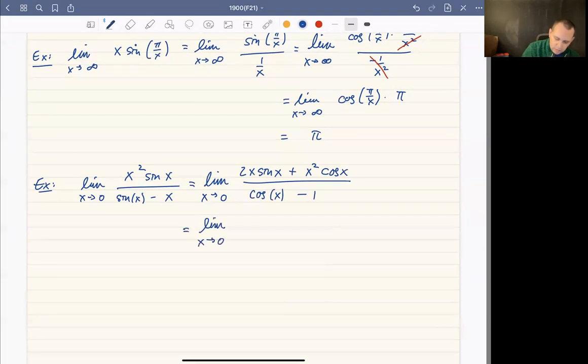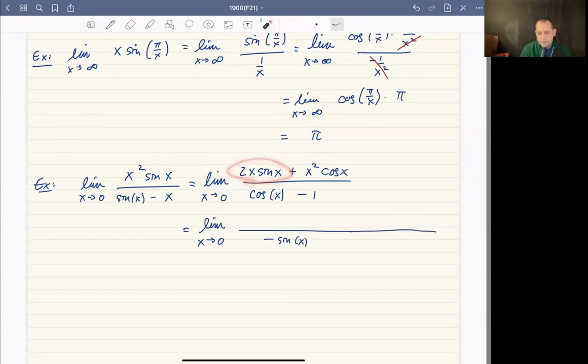So here we're going to take again the derivative of the top over the derivative of the bottom. The derivative of the bottom is a little easier, so we'll do that one first. And then for the derivative of the top, we need the product rule twice because we have 2x sine x plus x squared cosine x. So no big deal, we'll just do the product rule twice.